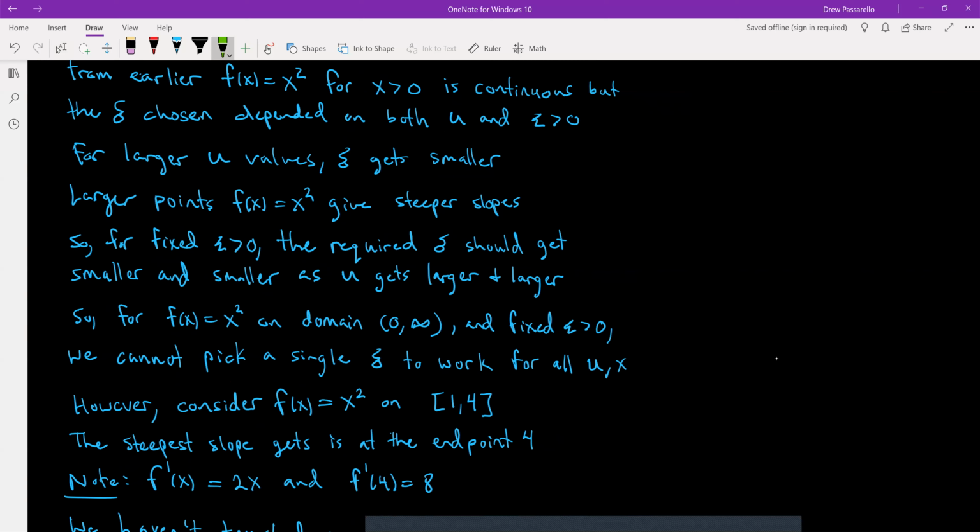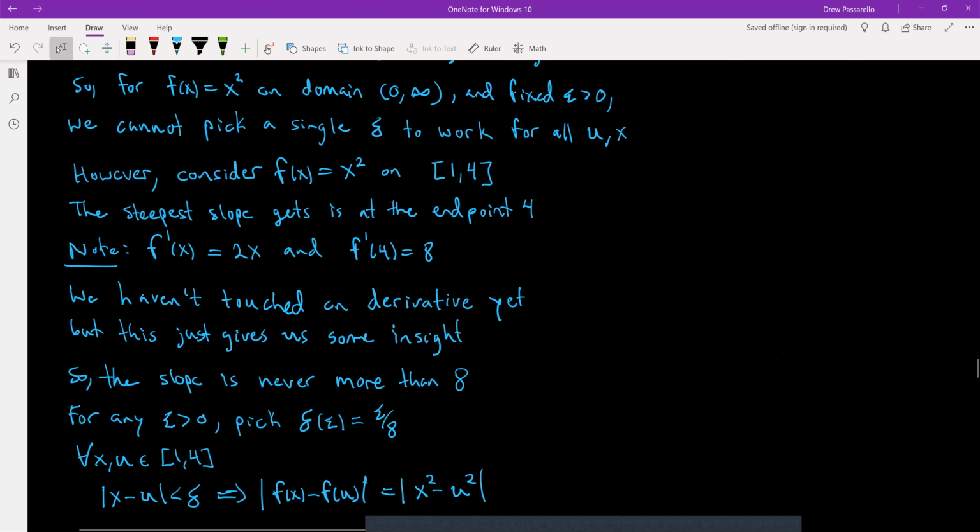However, let's say we had the domain being the closed interval 1 to 4. The steepest the slope gets within this interval is going to be at the endpoint 4. Now we haven't gone over the derivative, but we know from Calc 1 the derivative of x squared is 2x. And when you evaluate the derivative at 4, f prime of 4 is equal to 8. And right, the derivative corresponds to the slope. And so that value 8 is going to be the largest value for the slope of the function x squared in that interval. So the slope is never going to be more than 8.